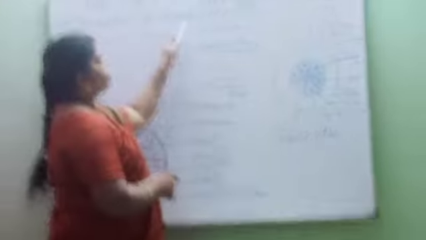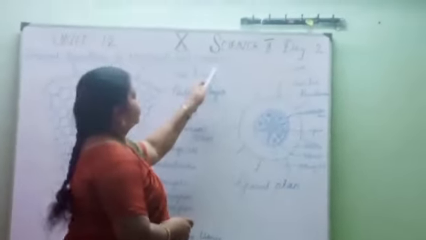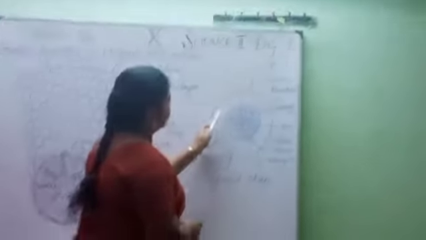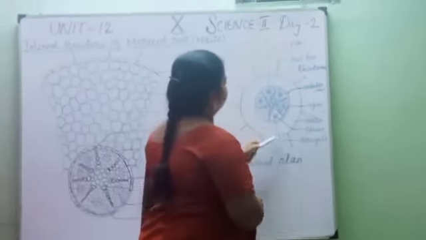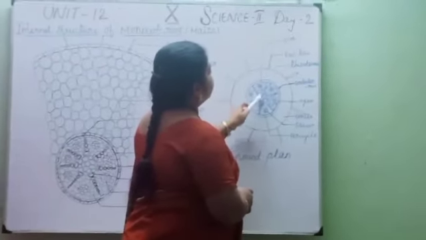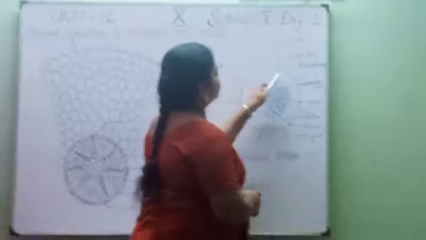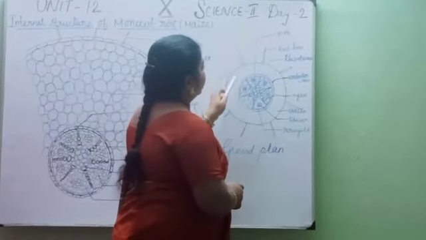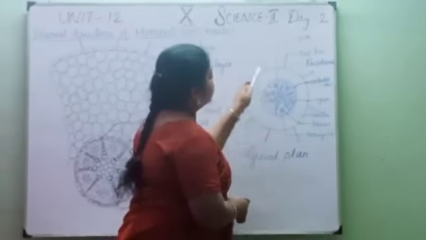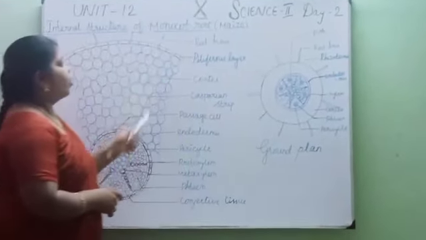Internal structure of monocot root. The thin transverse section of monocot root shows the following structure. Rhizodermis is the outermost layer, stele is the innermost part. In between the stele and rhizodermis there will be the presence of cortex. Now let us take a part that is called a sector and discuss in detail the monocot root.